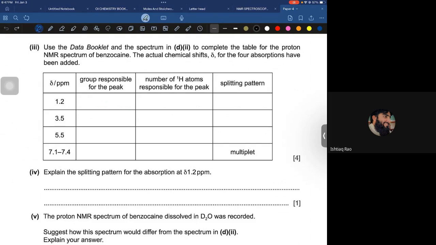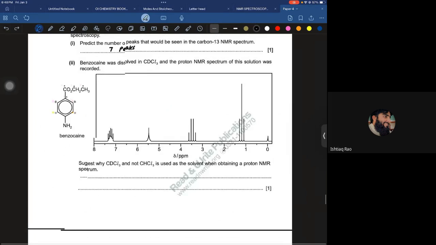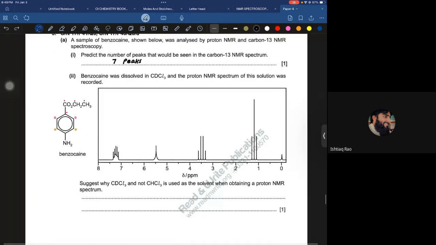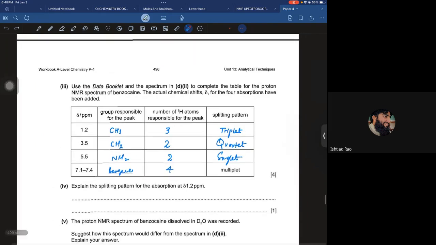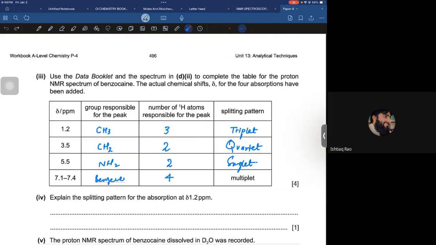Then they are asking about the peak at 3.5. Now you can see that at 3.5 there is a quartet, which is due to this CH2. Are you getting me? Is my point clear? So I wrote CH2. The number of hydrogen atoms responsible is 2 hydrogens. The splitting pattern is a quartet. Are you understanding me?